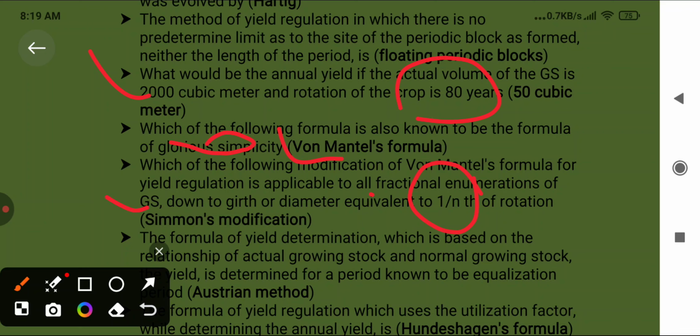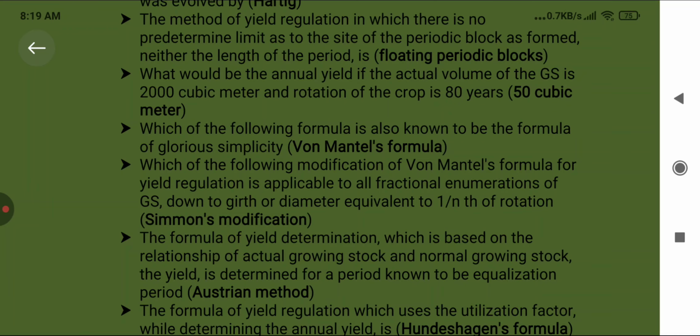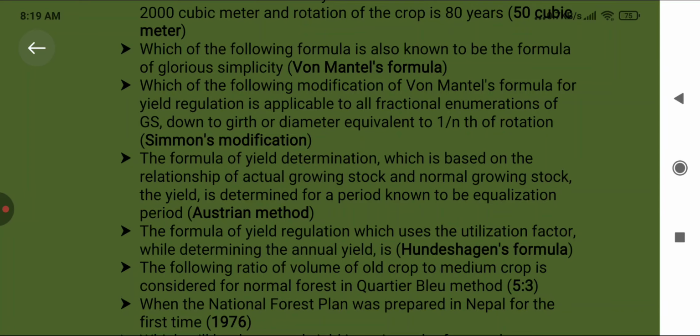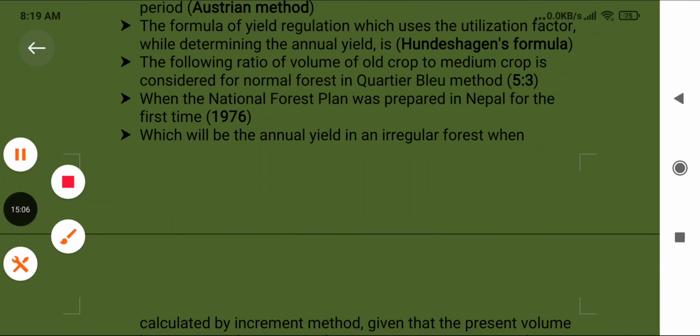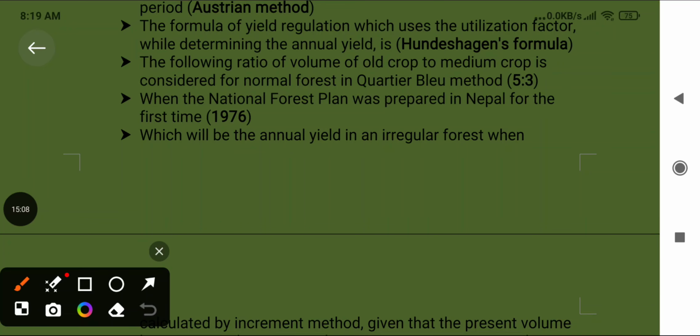Simon modification. The formula of yield determination which is based on the relationships of actual growing stock and normal growing stock, the yield determined for a period known as equalization period, is Australian method. And the formula of yield regulation which uses the utilization factor while determining the annual yield is Hundeshagen formula.